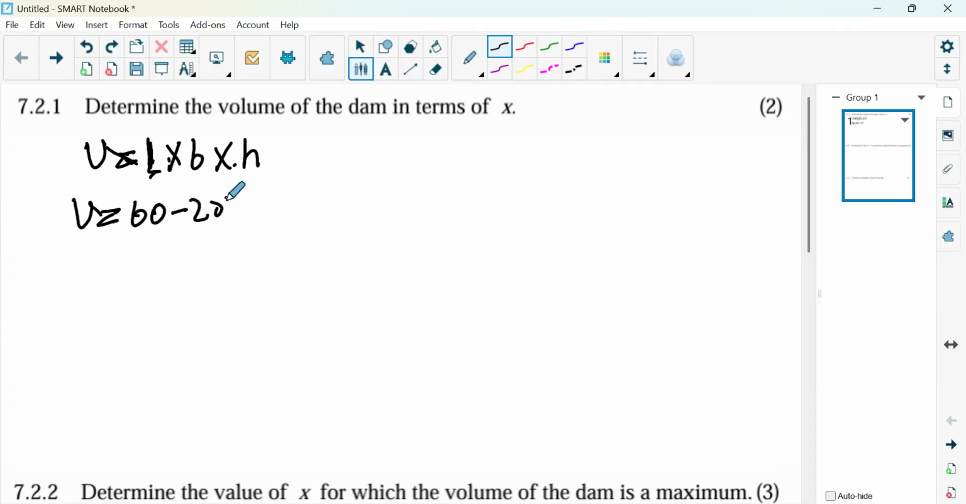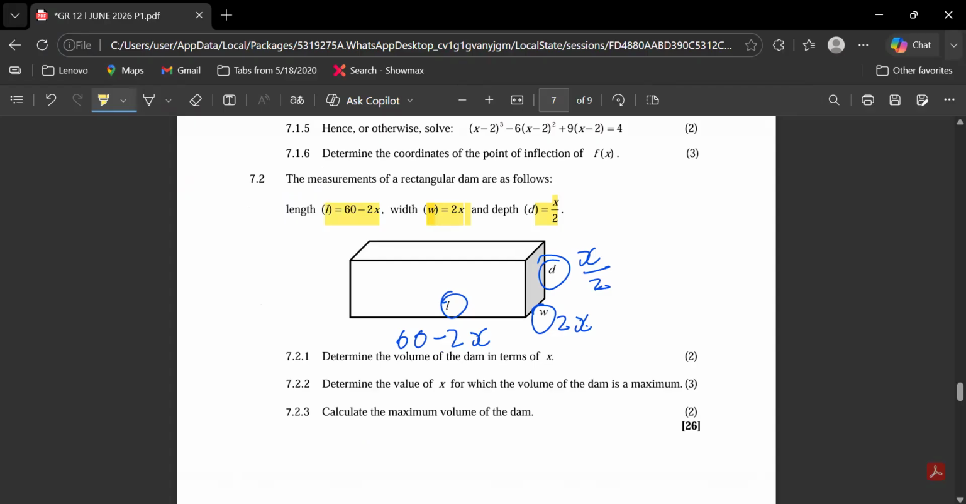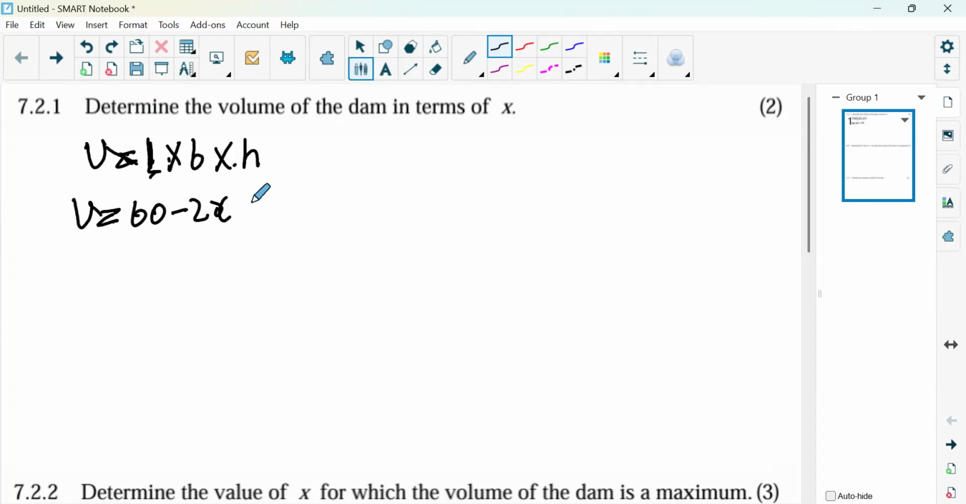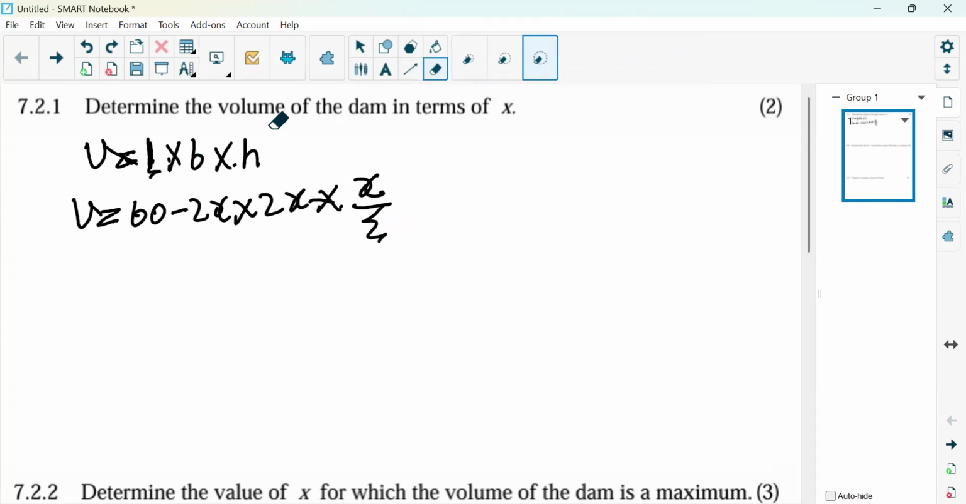Then what is our width? Our width is 2x. What is our height or our depth? Our depth is x all over 2. Every time you're dealing with multiple brackets, it's easy to start with the simplest two brackets. You have 2x, and then you have x all over 2. You can start with these two and forget about the other one, so that you don't complicate your life.